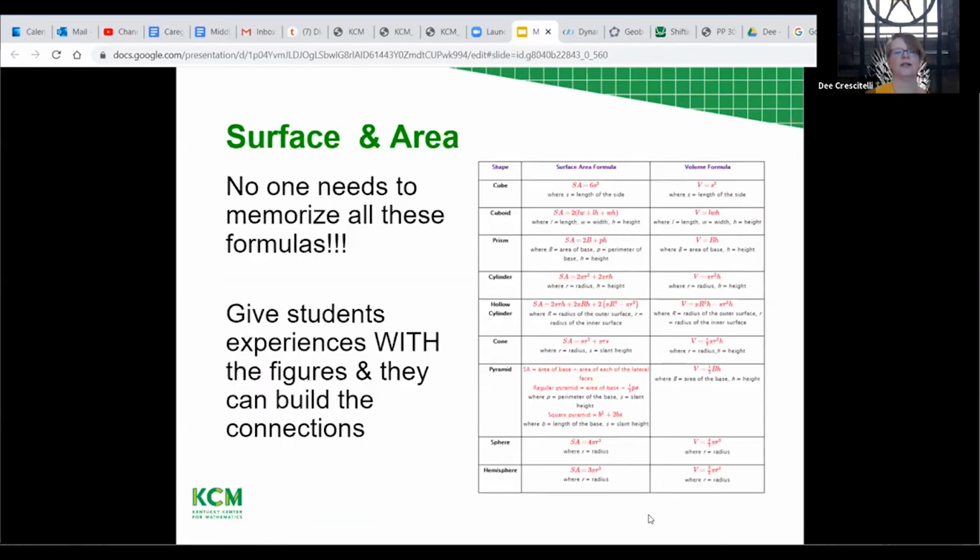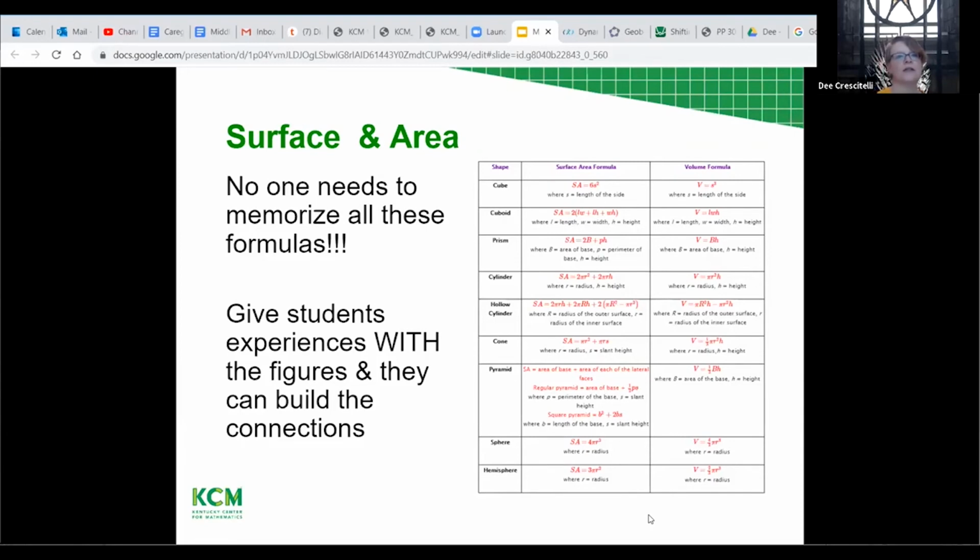Because these are the formulas for surface area and volume that go 7th, 8th, and a little bit into high school, but almost all of this is fair game for 7th and 8th grade. And I'm serious, nobody's got time to memorize those formulas. This is not how geometry works. It's not plug and chug.